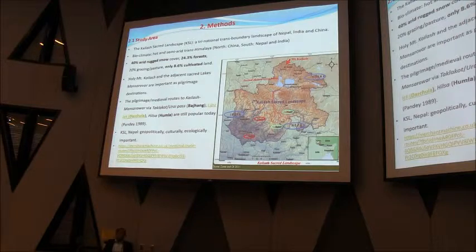This is about the Kailash Sacred Landscape. 40% of the area is covered by snow and drought, and 24% is forest. Over here, less than 10% of the land is cultivated. This site is famous for pilgrimages. It's a destination for pilgrims. Millions of pilgrims access this site to have a holy bath. There are two sacred lakes for holy baths over here, and the holy Mount Kailash to see.